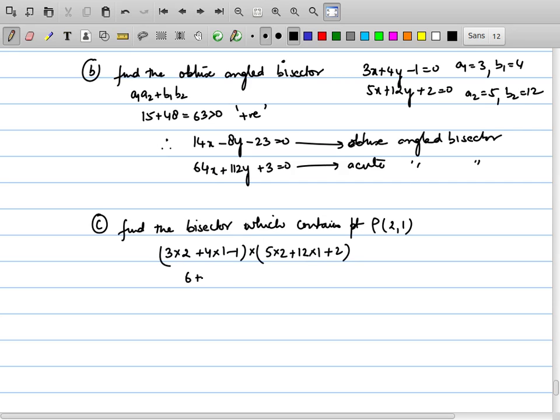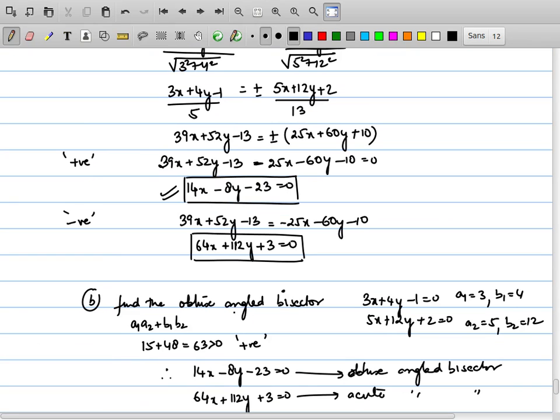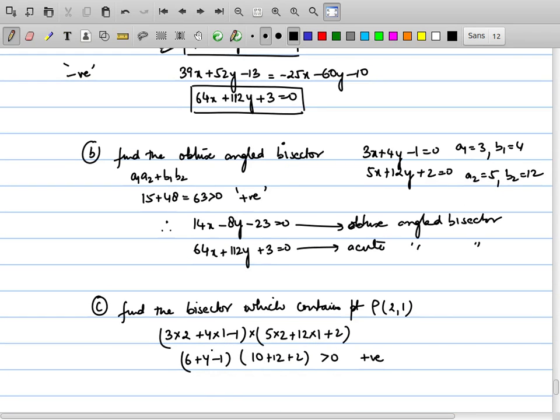This is 6 plus 4 minus 1. And this is 10 plus 12 plus 2. Obviously, this will be positive. So therefore, we'll take the positive sign and solve the equations. And what was the equation that we got when we took the positive sign? This was the equation that we got when we took the positive sign. Therefore, this is the equation. This is 14x minus 8y minus 23 is 0.